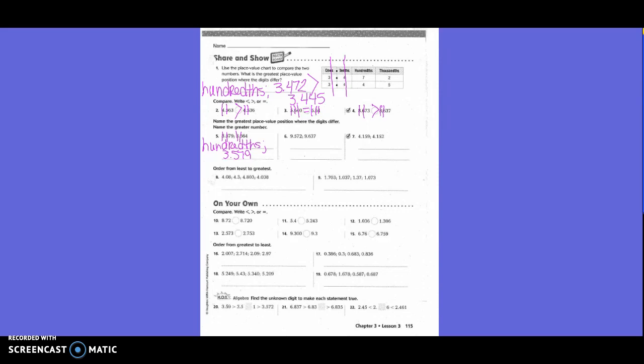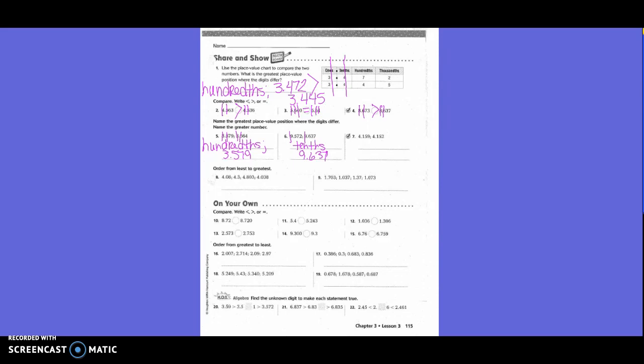All right. Next one. Is my 9 the same? Yep. My 5 and 6 the same? Nope. So what place value am I starting at? Tenths, because I'm one past the decimal. And I need to put THS. Which one's higher? 9 and 637 thousandths. Okay. Number 7. 4 and 159 thousandths compared to 4 and 152 thousandths.